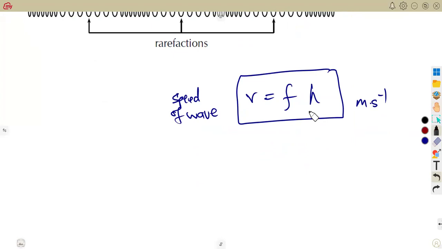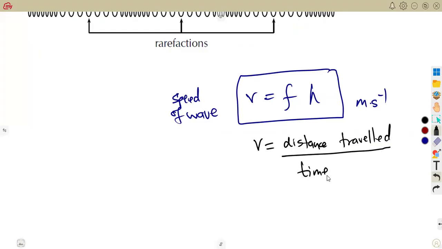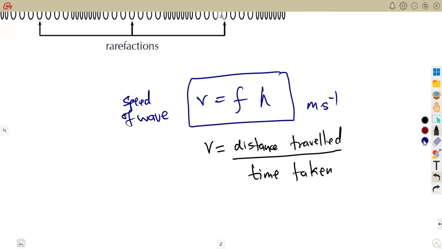All right, talking about the wave speed, that is the distance a wave travels per unit time. So velocity can be taken as distance traveled over time taken. This time is supposed to be in seconds, and the distance is supposed to be in meters, so that we obtain meters per second for the speed.